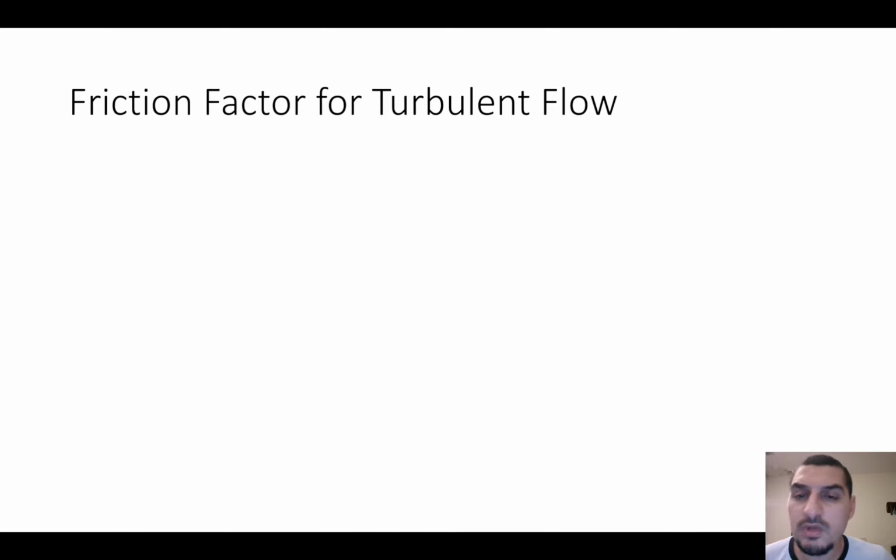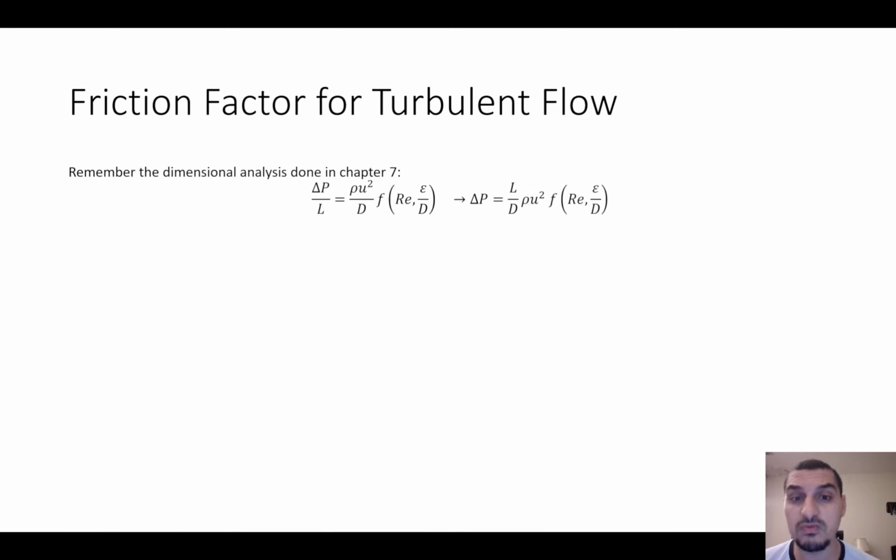Hello everybody. So we are going to start now the discussion on the calculation of the head losses in case of turbulent flow. And actually what we are going to see here is very similar to what we did in the chapter on laminar flow. So we know that based on the dimension analysis that delta P is going to be L over D times rho U squared times a function of Reynolds number and epsilon over D.